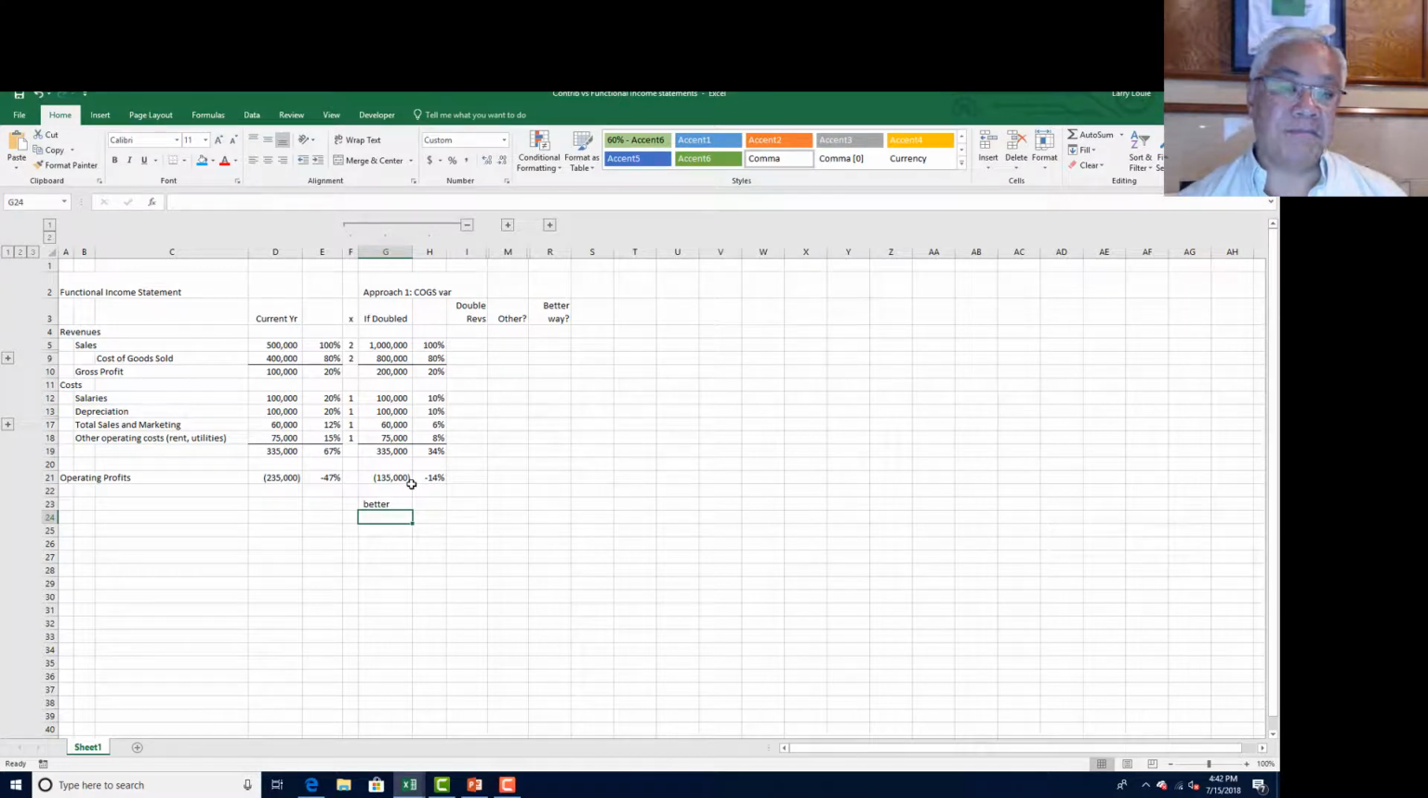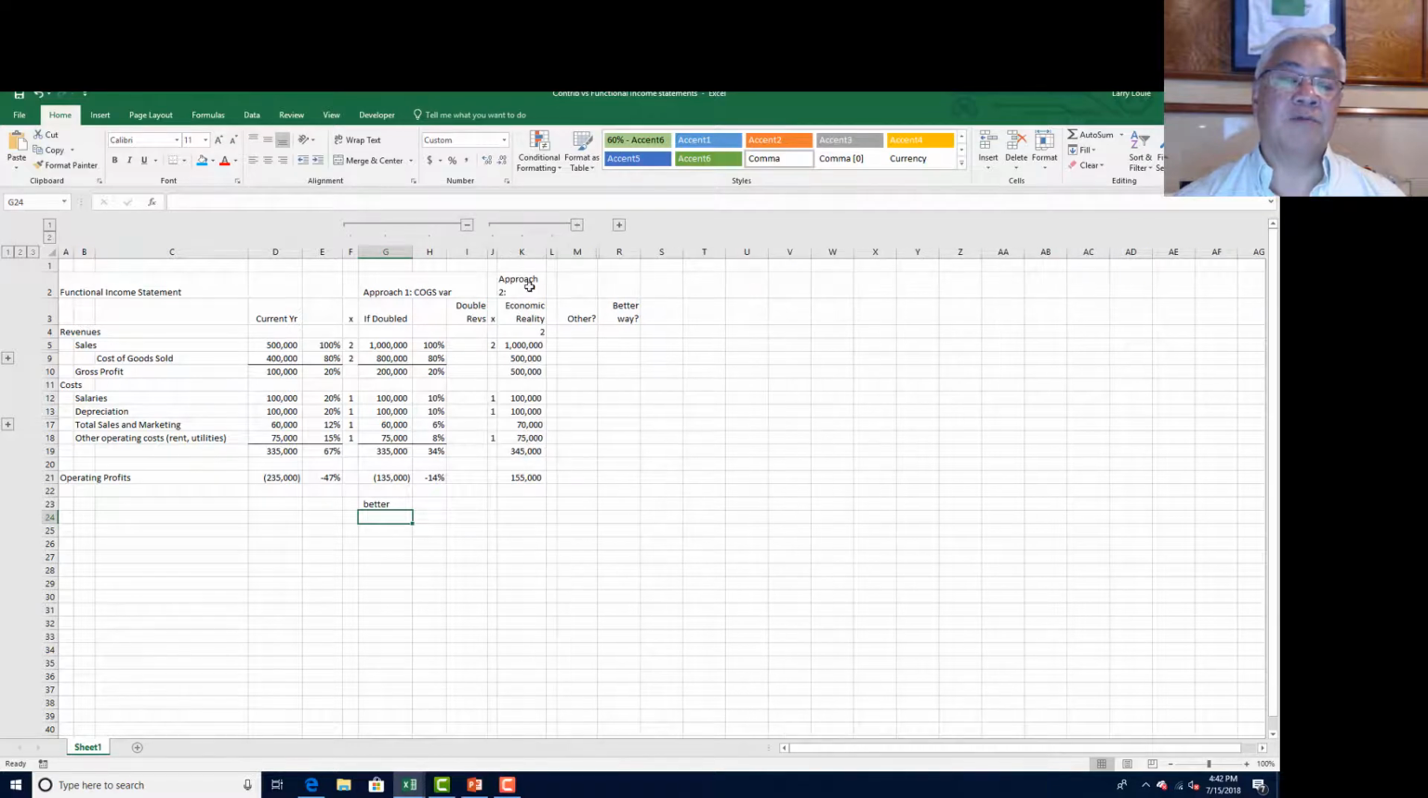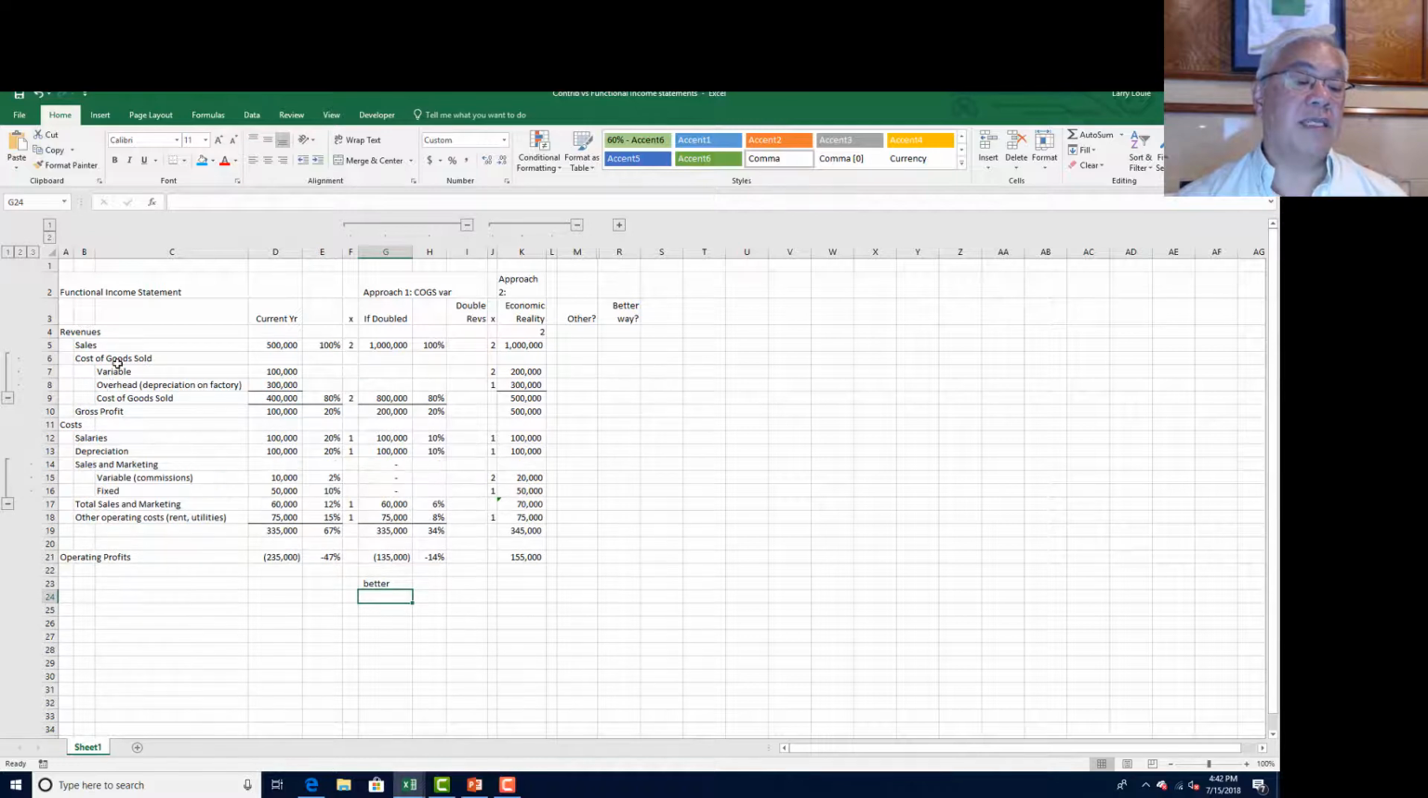Now, but that may not be right. So let's go one level deeper to the economic level. So what's really happening? Well, we have to break out the cost behavior. So inside our cost of goods sold number of 400, we see that 100 is variable and 300 is fixed. We also see that in sales and marketing, 10,000 is variable and 50,000 is fixed. So our assumption of one being all variable, like COGS, or the other being all fixed, like sales and marketing, are both incorrect. So with this refinement, we can do stuff like this.